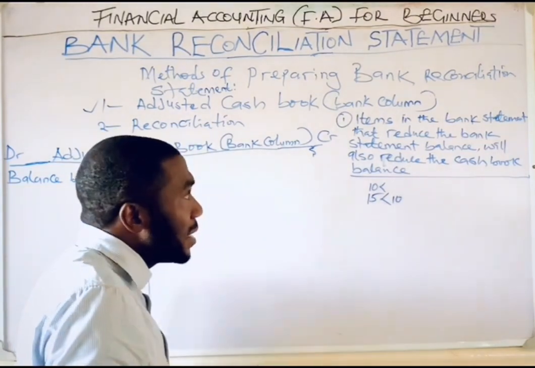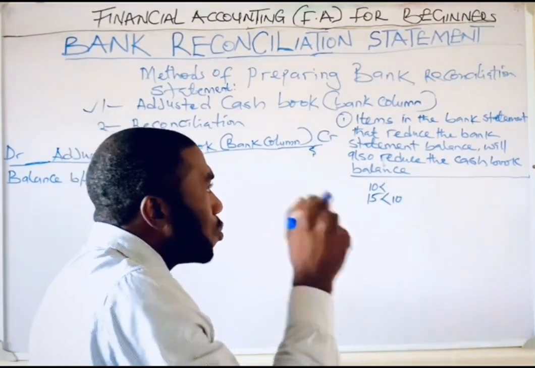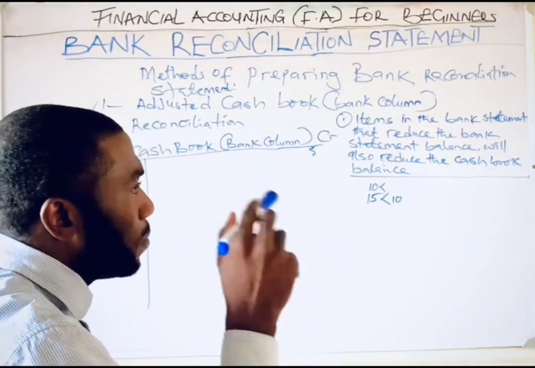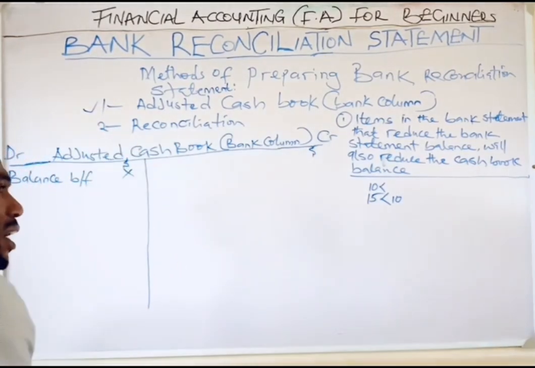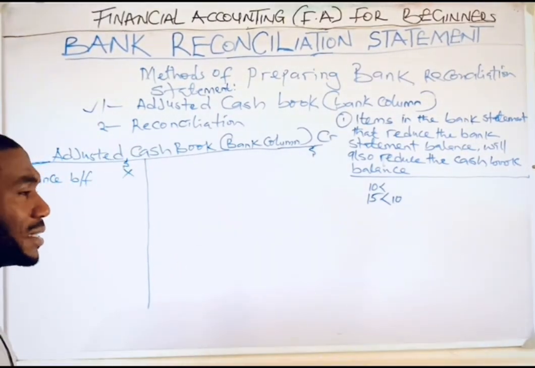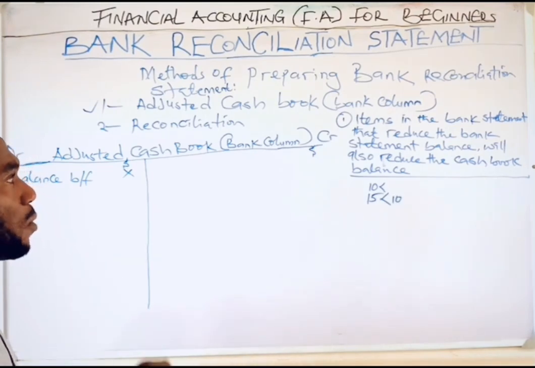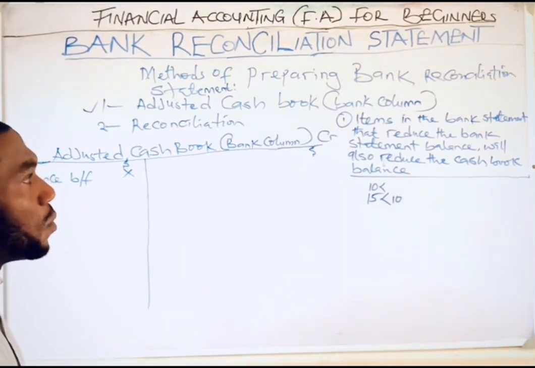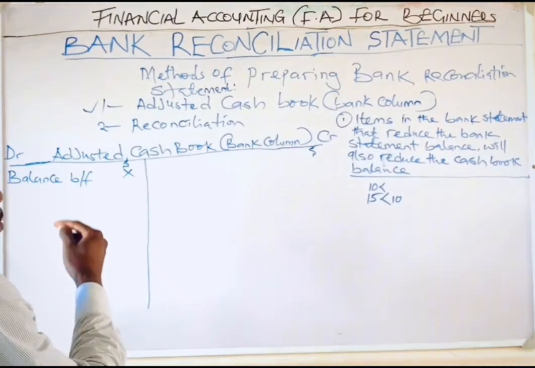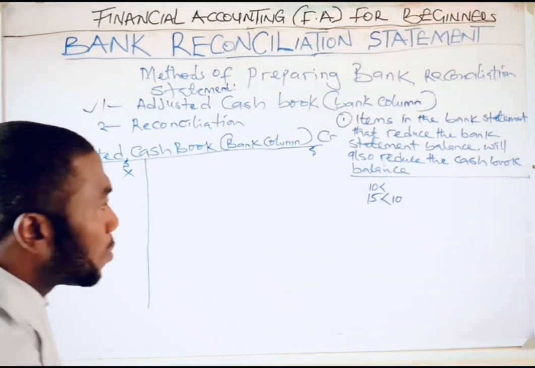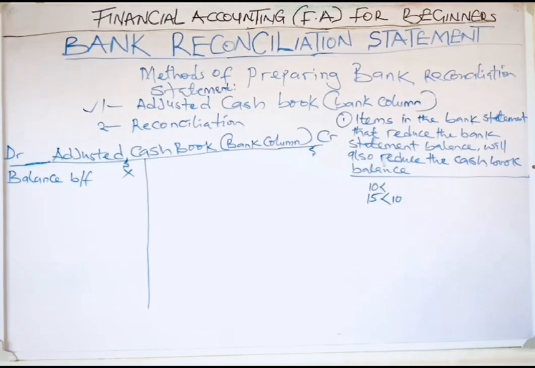So any item that reduces our bank account balance will as well come to the cash book and reduce our cash book balance. Any item that increases our bank statement balance will come to the cash book and increase the balance of our cash book. Simple as that. Okay?